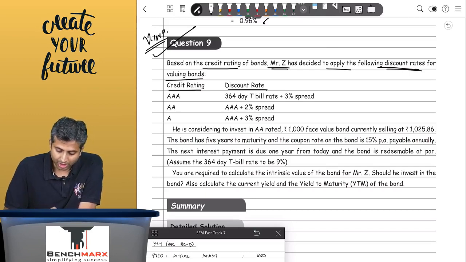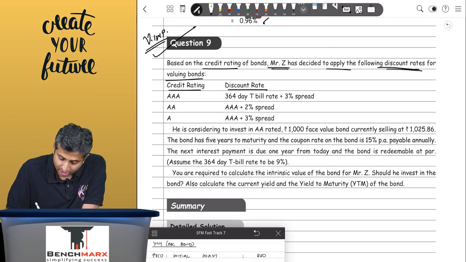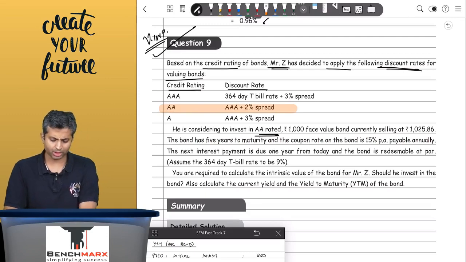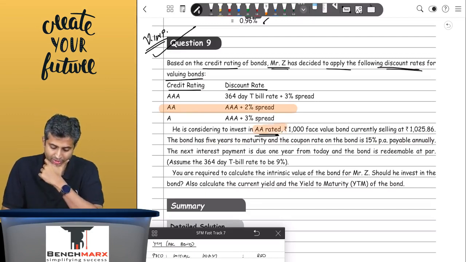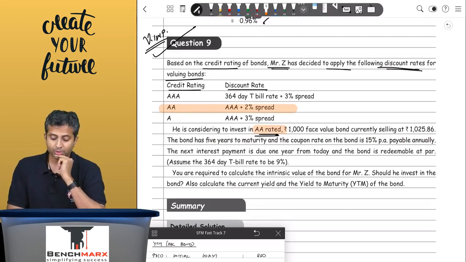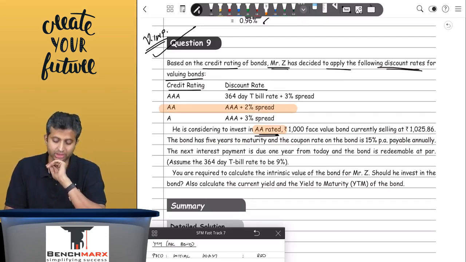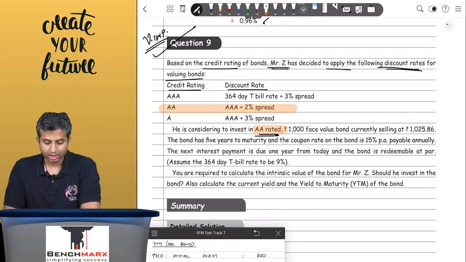AA bond is AAA plus 2% and single A bond is AAA plus 3%. Okay, he is considering to invest in a AA rated bond. So okay, the relevant bond for us is a AA rated bond, and hence the required rate of return would be the required rate on a AAA rated bond plus a 3% spread, plus a 2% spread.